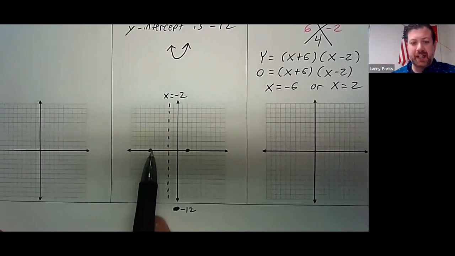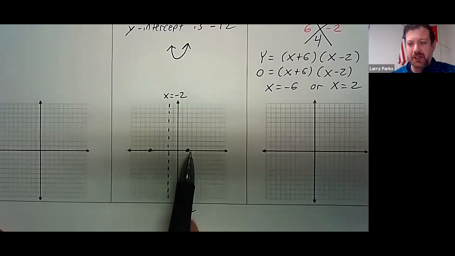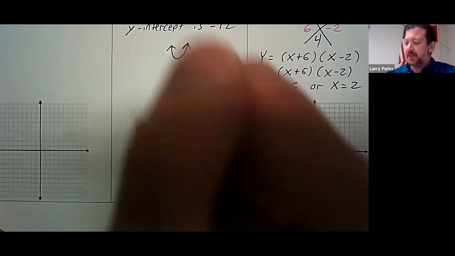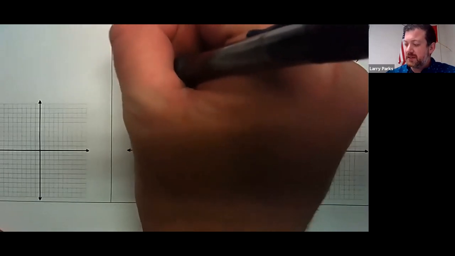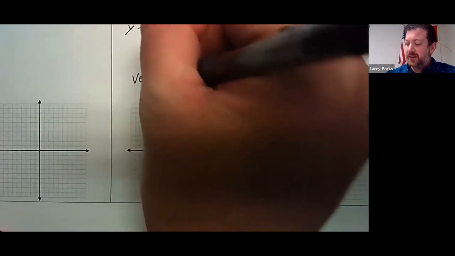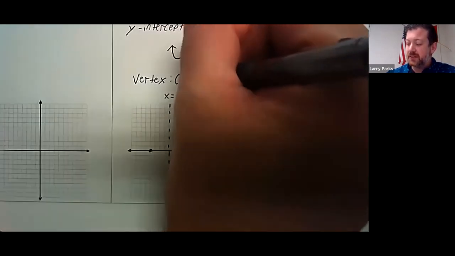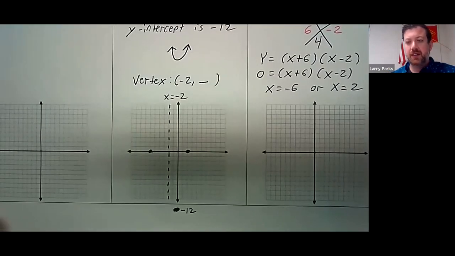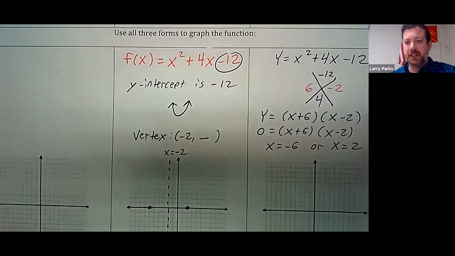Again, how did I get that? From here to here is 8. 8 divided by 2 is 4. So if I go 4 over in either direction, that's where the axis of symmetry needs to be. That also means the vertex is negative 2 something. So how do I find that something? I just plug it in.